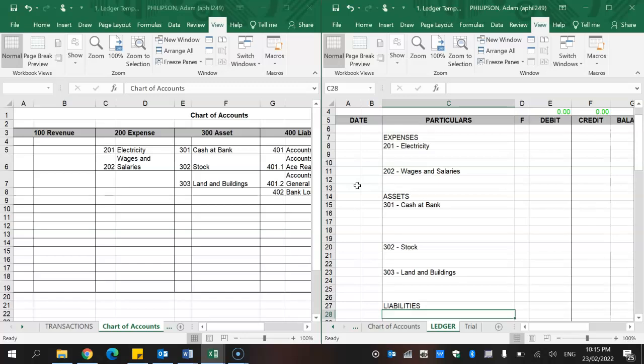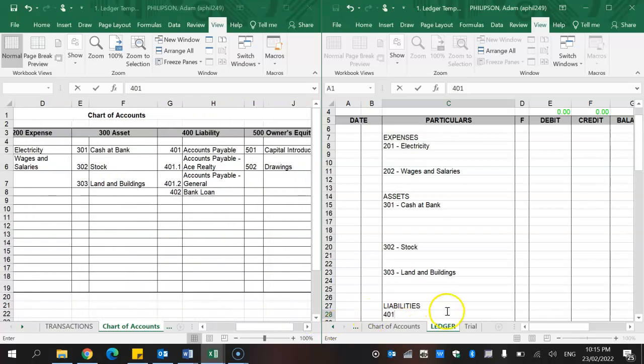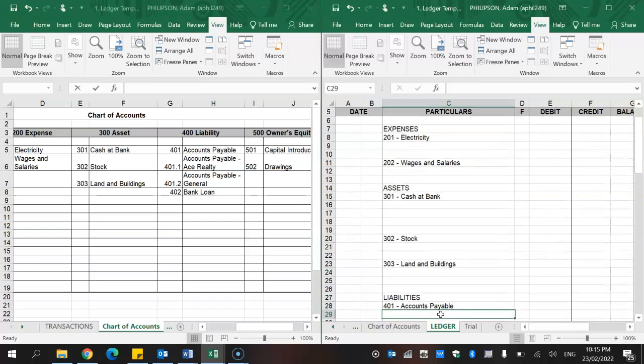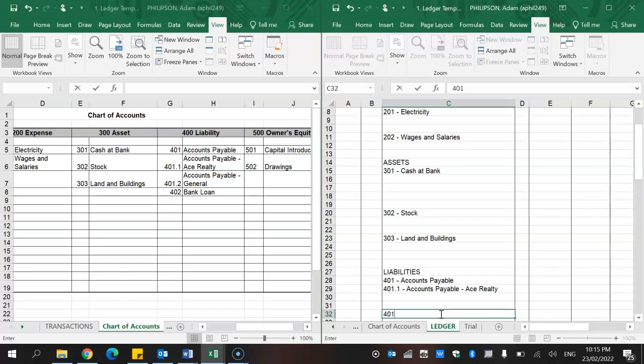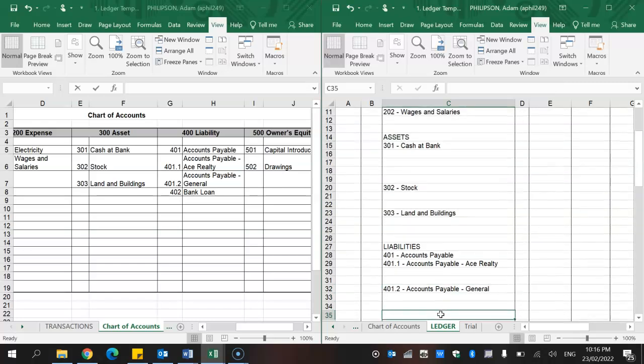And same thing, 401. Just adjust this so I can see what we're doing. 401. Accounts payable. So that's a header account, and then underneath that we're going to go 401.1. Accounts payable. It's realty. Hitting enter 3 times. 401.2. Accounts payable. General. Hitting enter 3 times. 402. Bank loan.